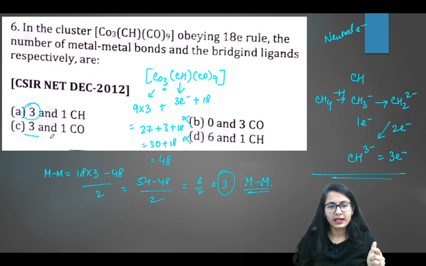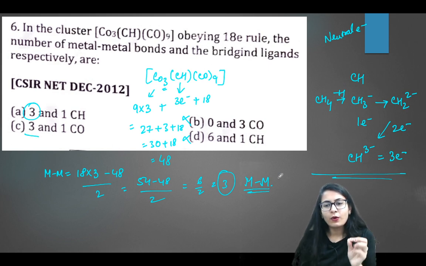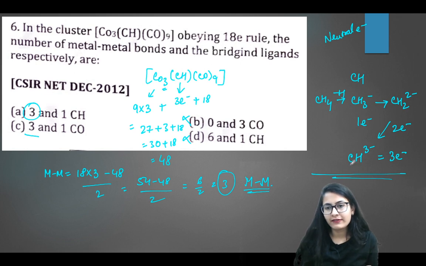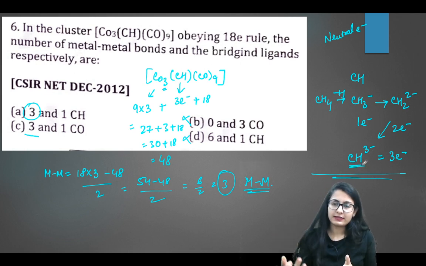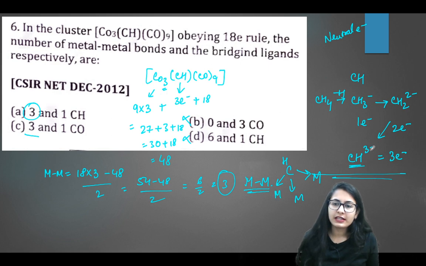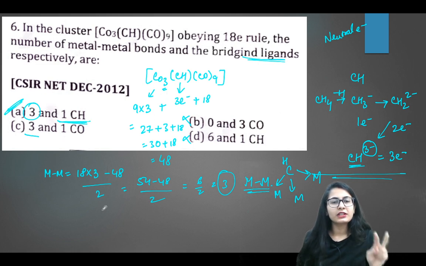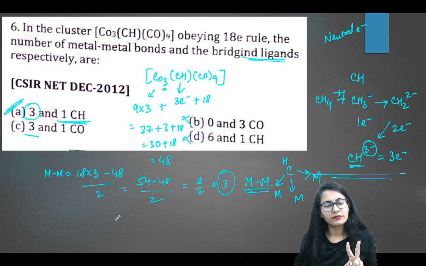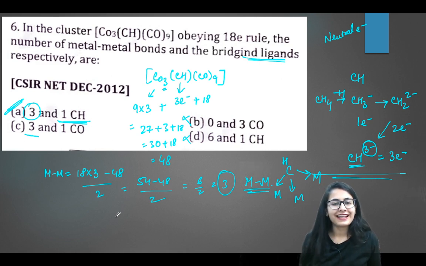These two could be options A and C. But so obviously you know that when we are having a CH3 minus anion, this kind of a donor, it is definitely going to donate to 3 metals. That is why it is CH having 3 negative charge, isn't it? So the bridging ligand has to be one CH only. Alright, so these are two methods by which you can solve this question. It is a very nice question. All of the questions are nice.